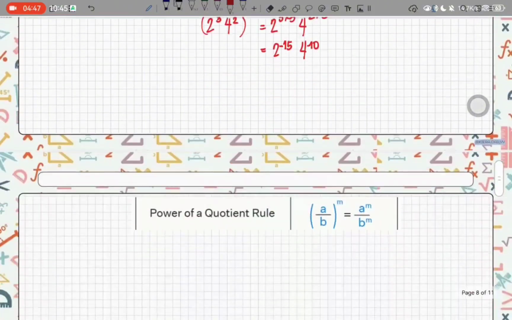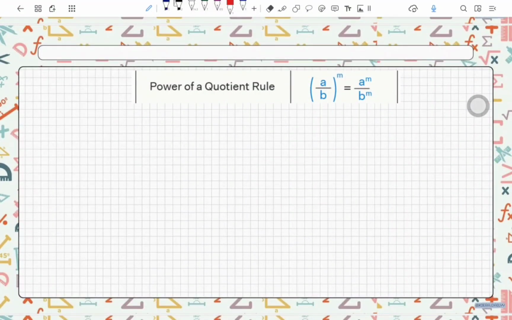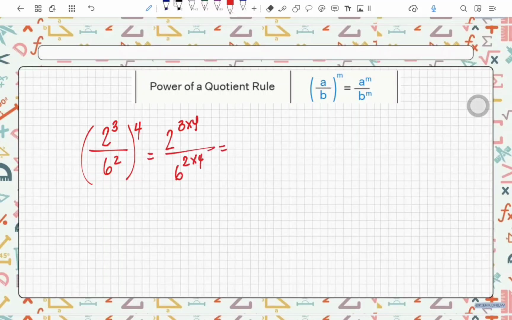Next up, we have the power of a quotient rule. It's just a combination. We're just going to distribute m to the parts of the fraction. Okay, it's a to the m and b to the m. That is the same even if it's not in fraction form. For example, let's have the fraction form first. 2 to the third power over 6 to the second power, to the 4th power. So this will become 2 power 3 times 4 over 6 power 2 times 4, which is 2 to the 12th power over 6 to the 8th power.